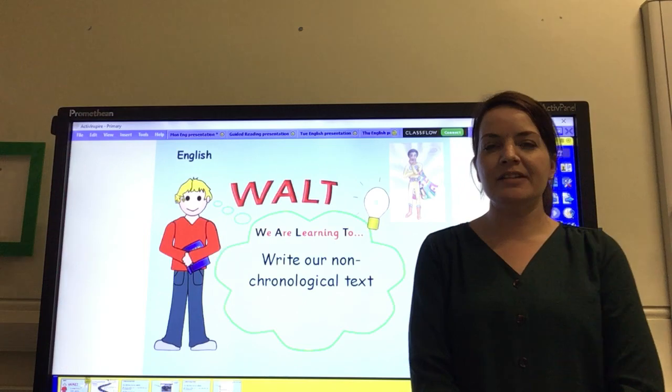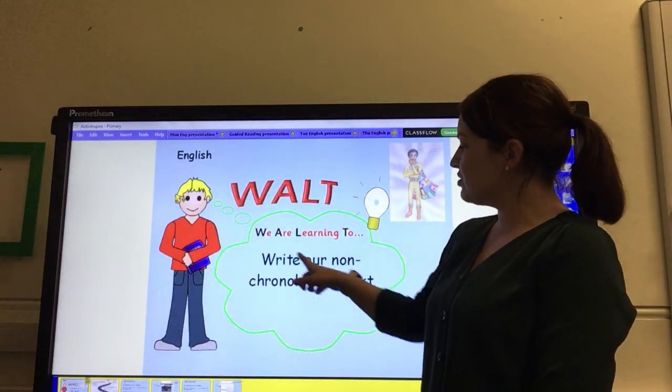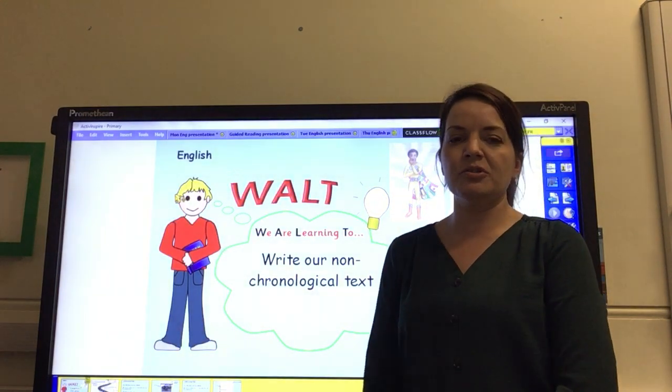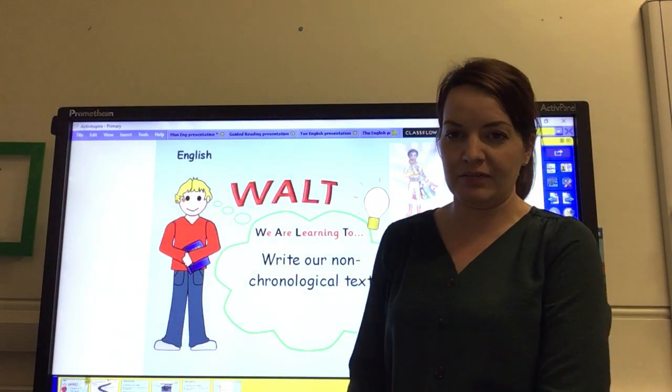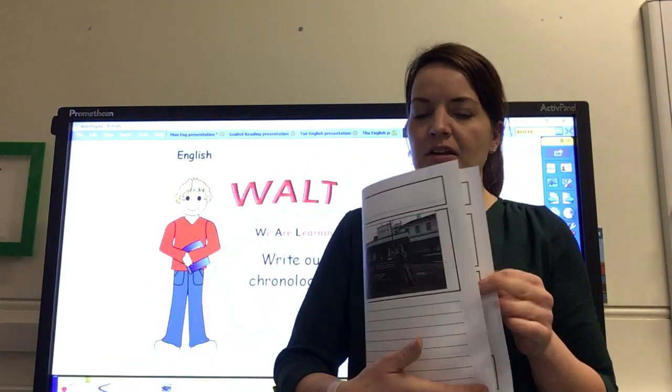Good morning again, Year 2. So today, for English, we are learning to write our non-chronological text. Hopefully yesterday you got your plan finished, and today we are ready to write our booklets.